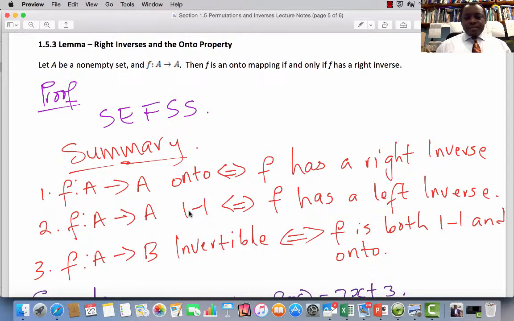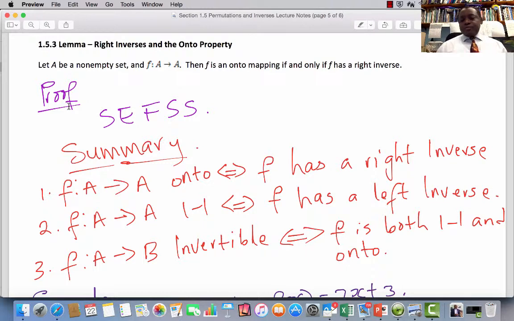1.5.3 Lemma, right inverses and the onto property. If A is a non-empty set and F is an element of MA, then F is onto if and only if F has a right inverse. So, just like the previous lemma, this is a characterization for right inverses. If I give you a function and I ask you to determine if a right inverse exists, all you have to do is verify that the function is onto. If it is, then it has a right inverse.